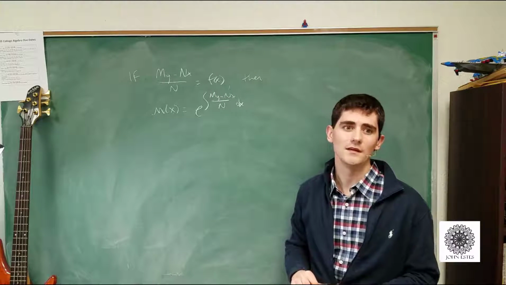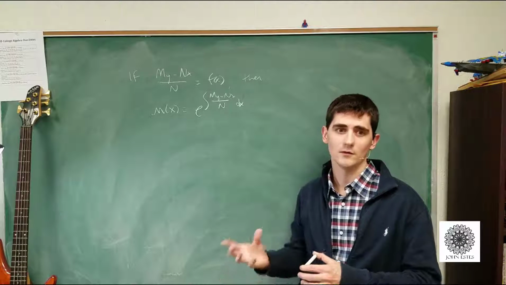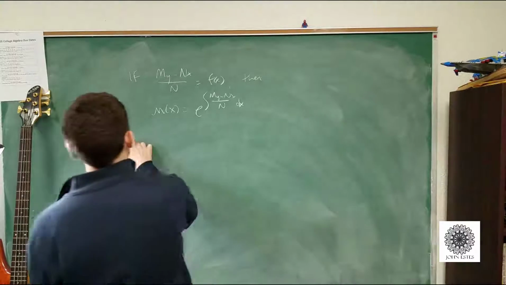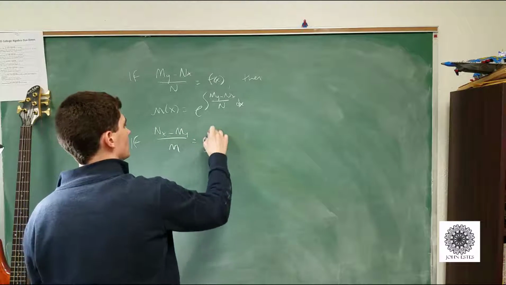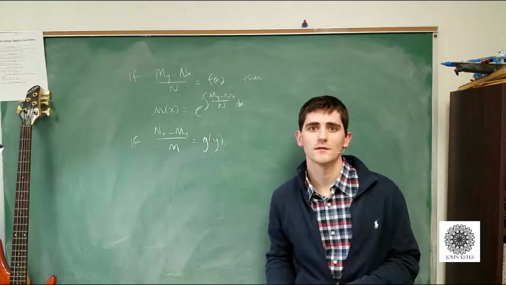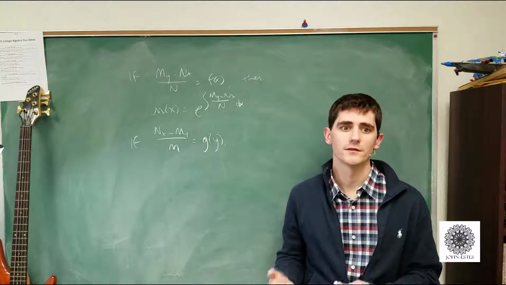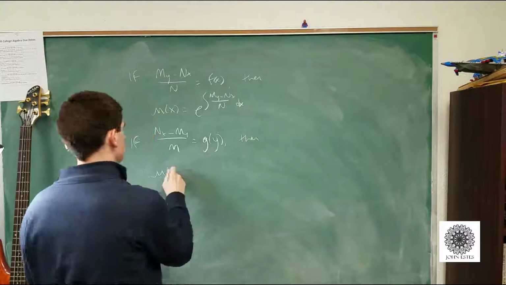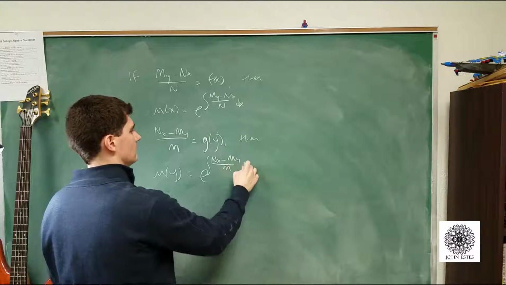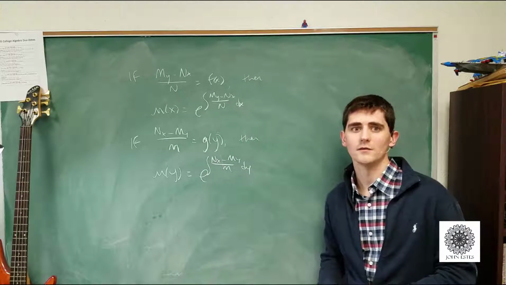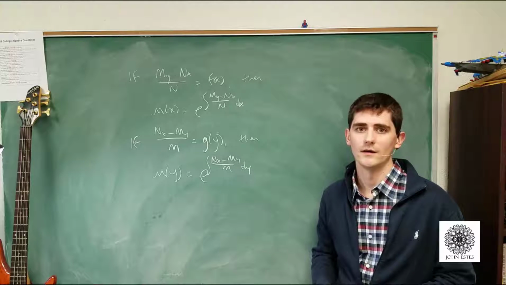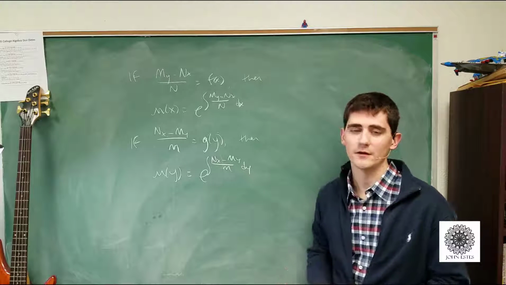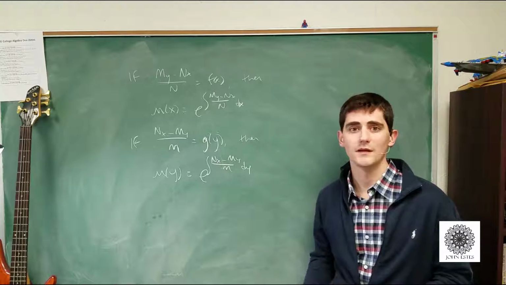mu of x equals e to the integral of My minus Nx over N dx. If Nx minus My over M is just a function of y, then we have an integrating factor of e to the integral Nx minus My over M dy. When this happens, if you multiply in your integrating factor, the result is an exact equation.